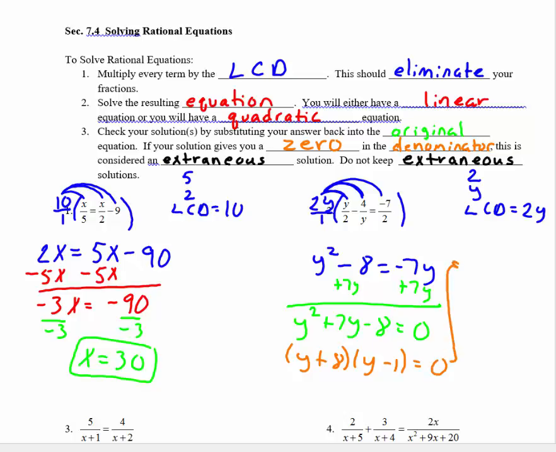Setting each of those factors equal to 0, I'm going to get y equaling negative 8 and y would equal 1. Neither of those answers would give me a 0 in the denominator, so those answers should work. So I get two answers for that second problem, y equaling negative 8 and 1.